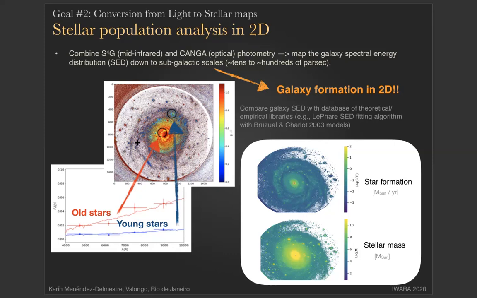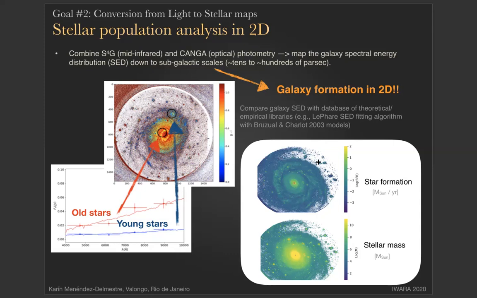But here I'm just concentrating on the fact that we can see that there are older populations, older stars, close to the center of the galaxy, and younger stars in the spiral arm, which is very consistent with what we understand about how galaxies form. So this is a kind of map, just in a more detailed manner.